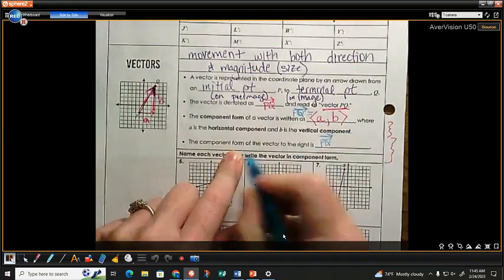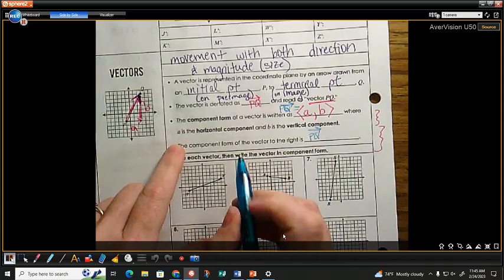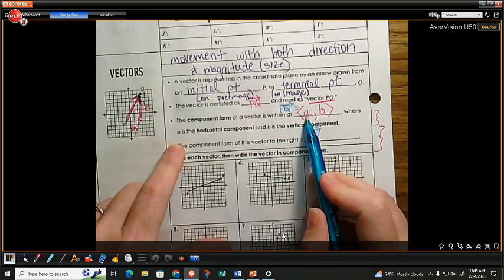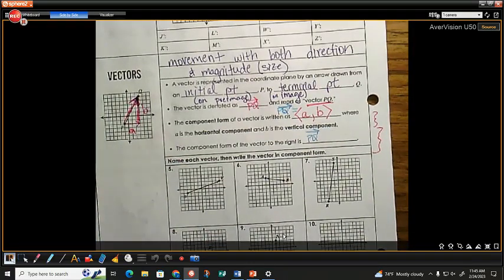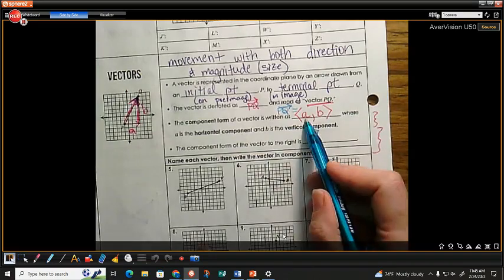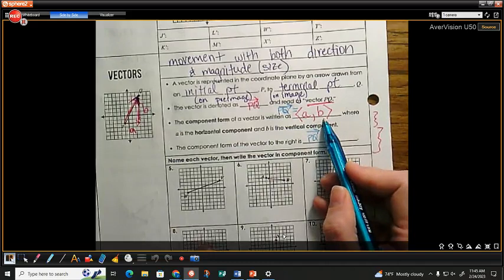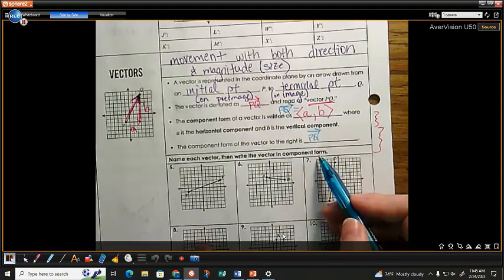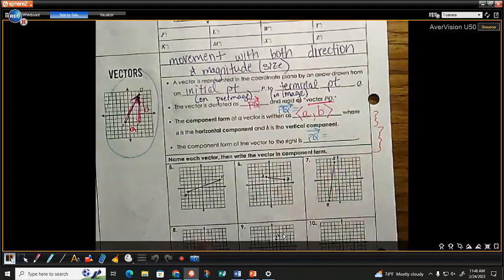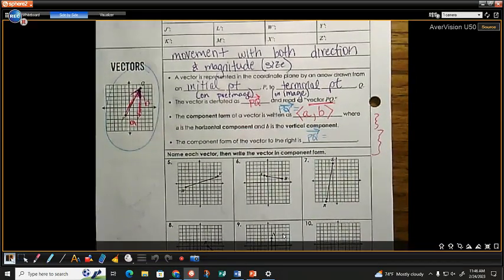So in this picture, we call this component form because I've got a horizontal component and a vertical component. Do you know what components are? Parts. So I've got a horizontal part, a horizontal component to my vector, and a vertical part, a vertical component. So this is called the component form of your vector. So in this picture, what is the component form of my vector PQ?